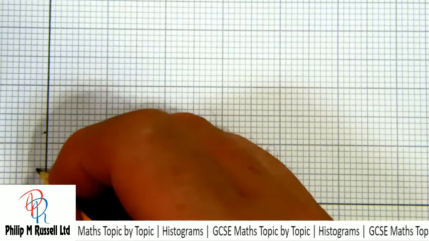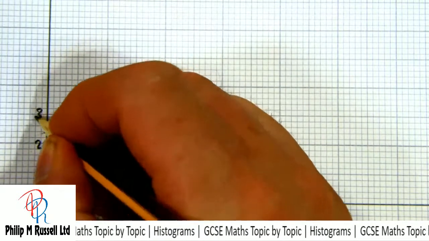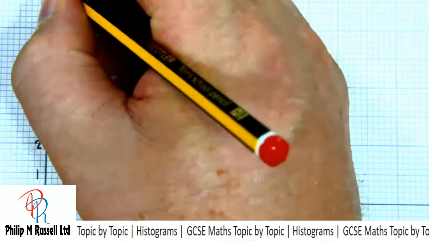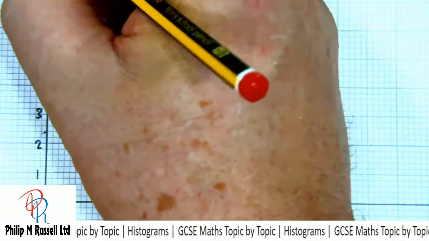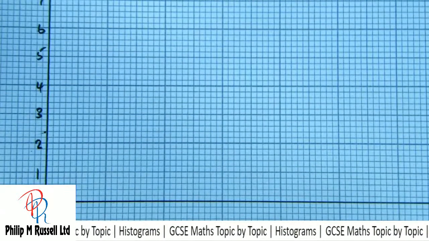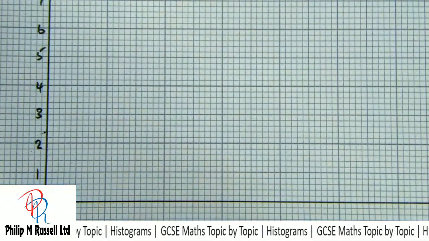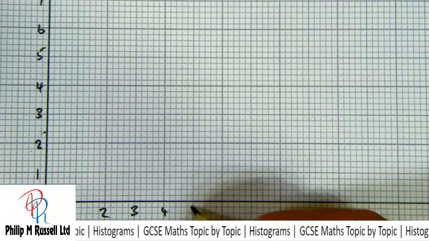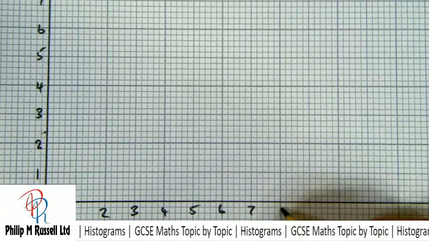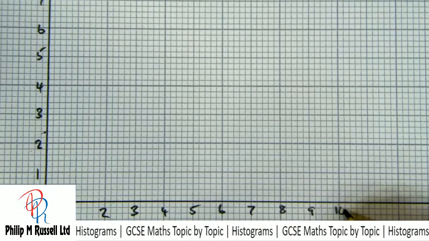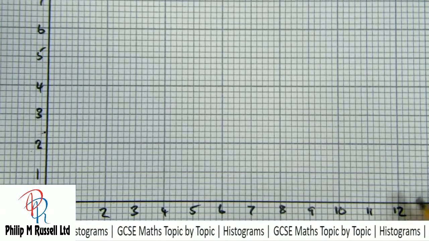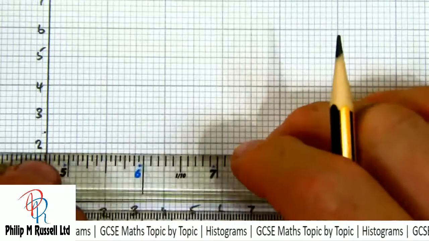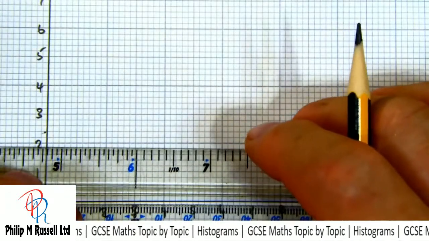So this is going to be 1, 2, 3, 4. I've got some numbers up along the side, and we want to have some numbers along here. We'll do 1, 2, 3. And I've gone 1 to 12. Let me draw in a histogram.